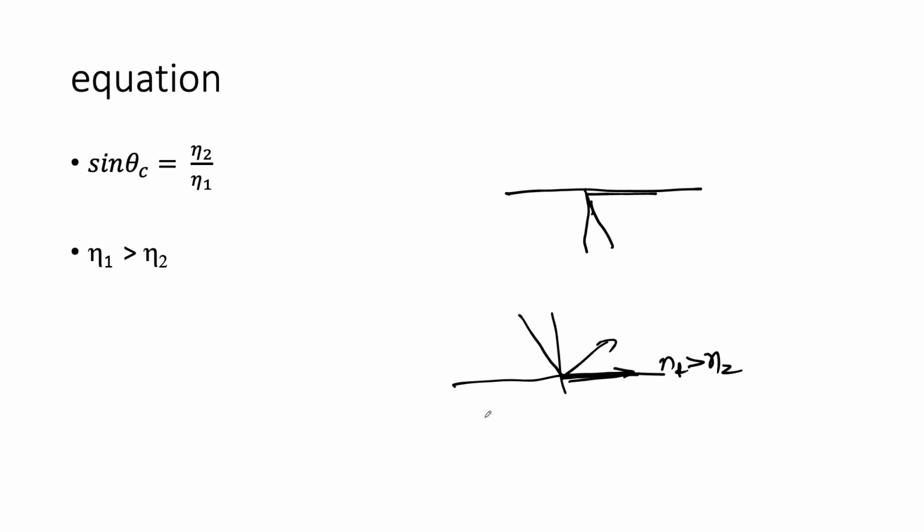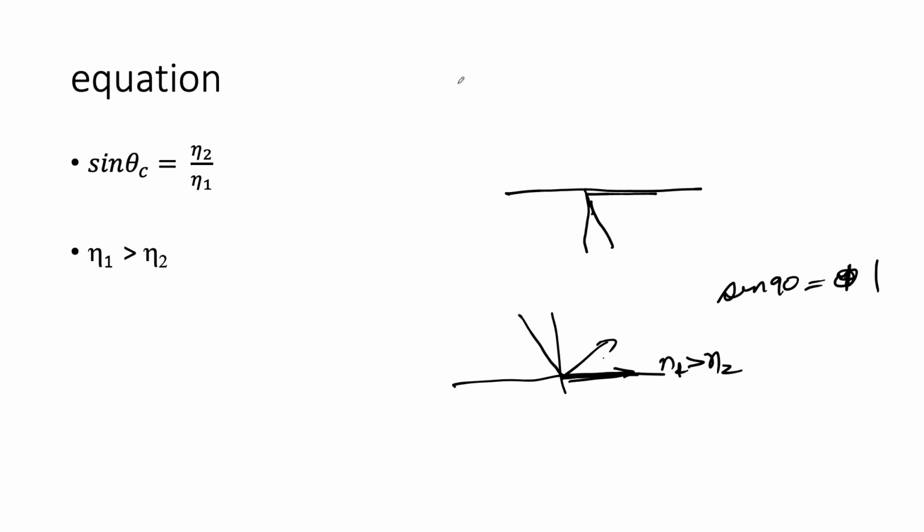Now this is going to be important because this is how we're going to work with this, because at the critical angle, the sine of 90 is going to be equal to 1.